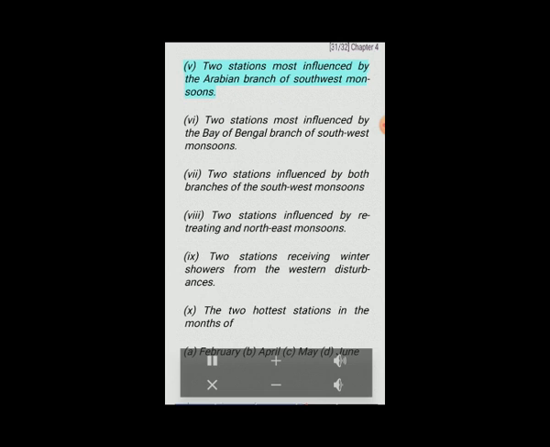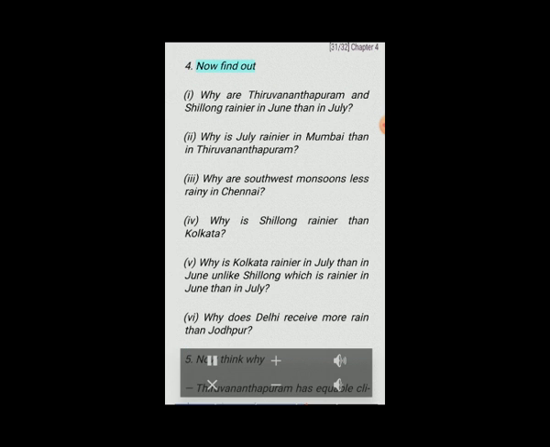V, 2 stations most influenced by the Arabian branch of southwest monsoons. VI, 2 stations most influenced by the Bay of Bengal branch of southwest monsoons. VII, 2 stations influenced by both branches of the southwest monsoons. VIII, 2 stations influenced by retreating and northeast monsoons. IX, 2 stations receiving winter showers from the western disturbances. X, the 2 hottest stations in the months of A, February, B, April, C, May, D, June.